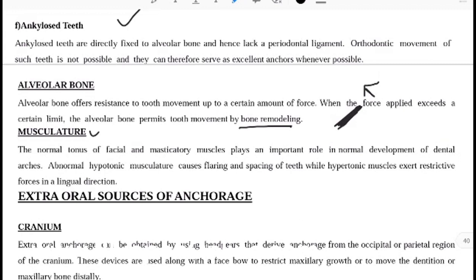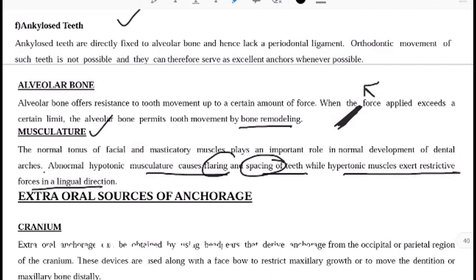Okay, then musculature. The normal tonus of facial and masticatory muscles plays an important role in the normal development of dental arches. Abnormal musculature causes flaring and squeezing of teeth, while hypertonic muscles exert restrictive forces in a lingual direction. This is what happens with muscles. If you have abnormal hypotonic muscles, that can result in spacing and flaring of teeth.